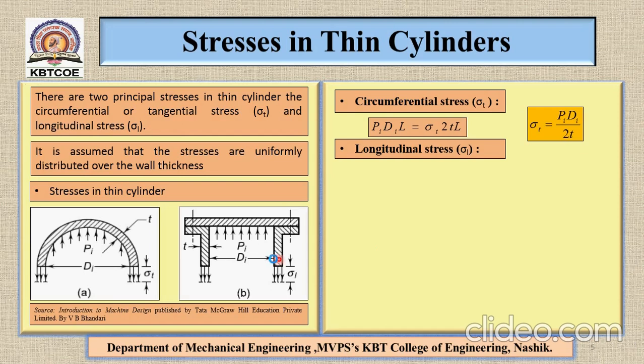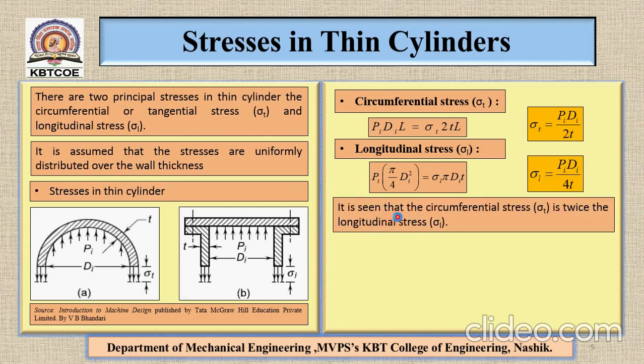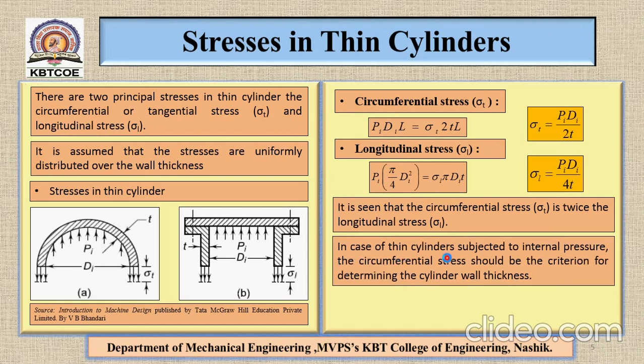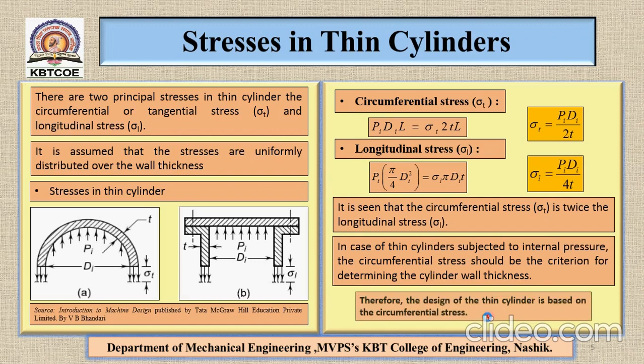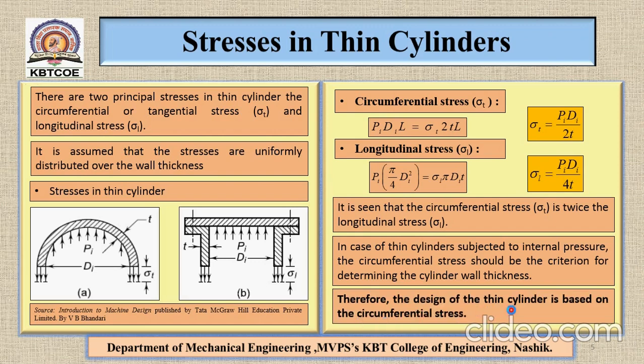Longitudinal stress sigma L. It is given by Pi into bracket pi by 4 into Di square, equal to sigma L into pi Di into T. So sigma L is equal to Pi Di upon 4T. It is seen that the circumferential stress sigma T is twice the longitudinal stress sigma L. In case of thin cylinders subjected to internal pressure, the circumferential stress should be the criteria for determining the cylinder wall thickness. Therefore, the design of thin cylinder is based on the circumferential stress.